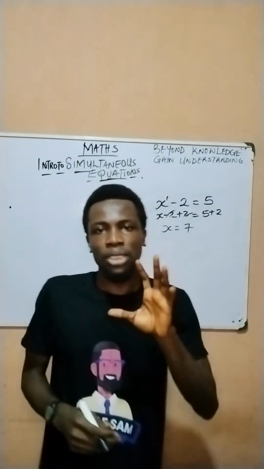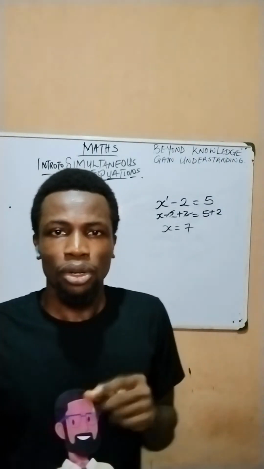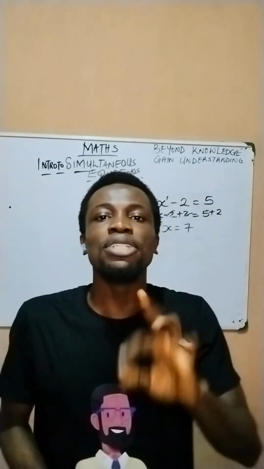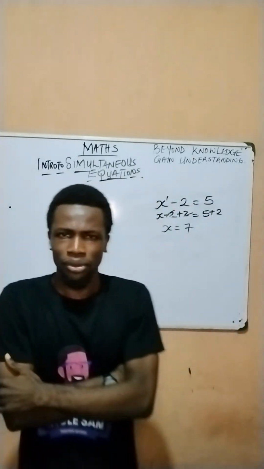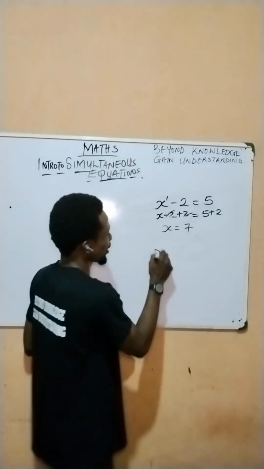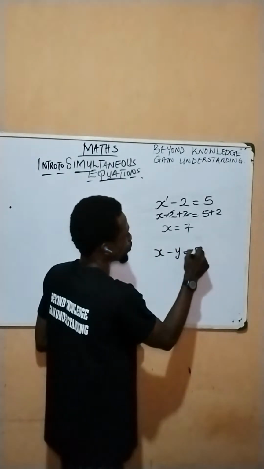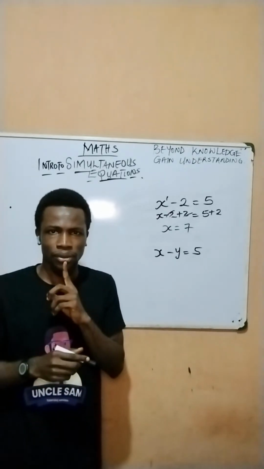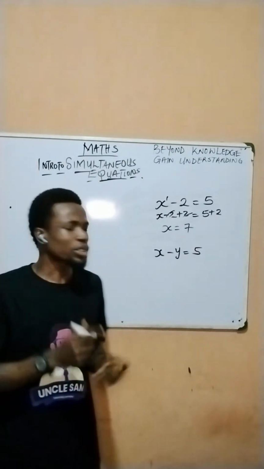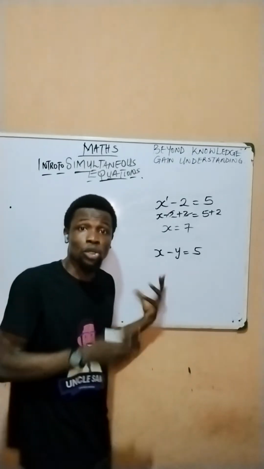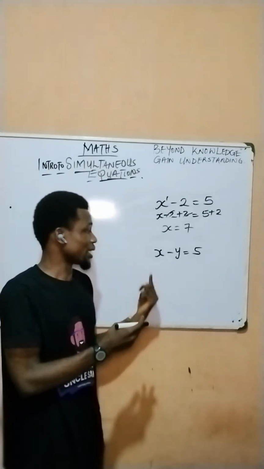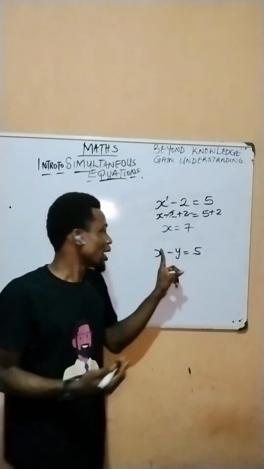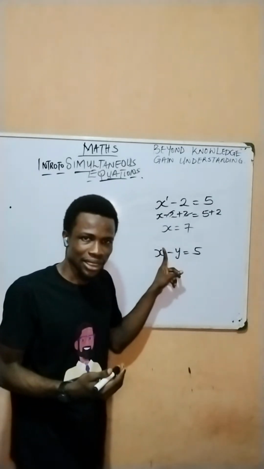So the simultaneous aspect of linear equations is you having two variables. For instance, you have x minus y equals 5. This is still a linear equation. Why is it a linear equation? Because the highest power of the unknown variables, in this case x and y, is still 1. The power of y here is 1, and the power of x here is 1.